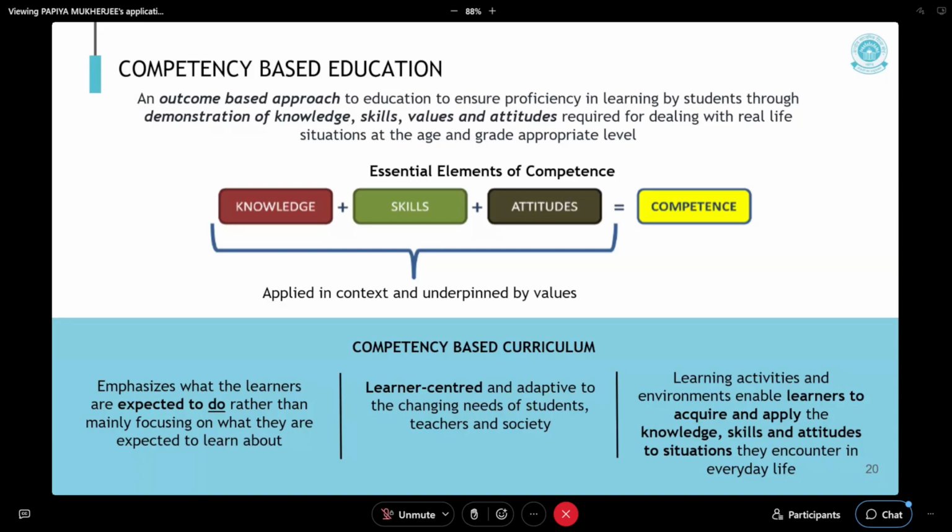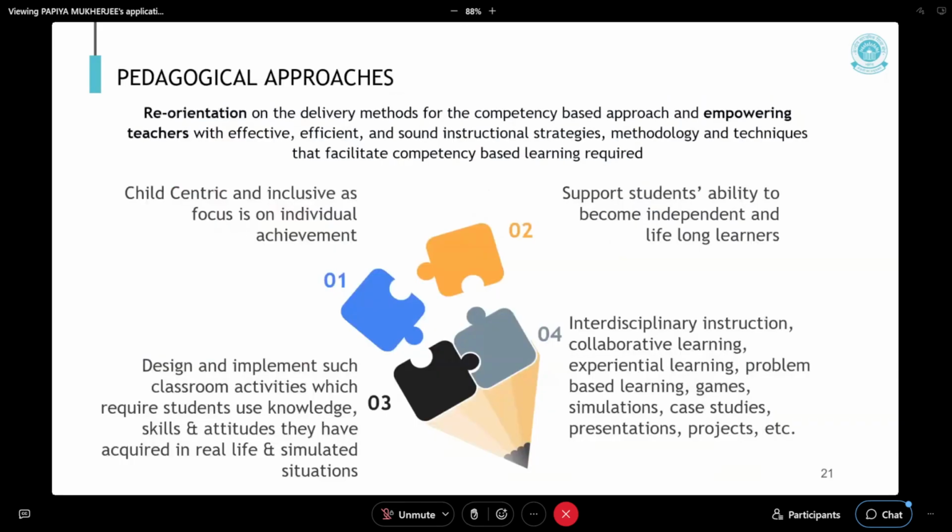Now, in competency-based education and curriculum, the emphasis is on what learners are expected to do rather than merely on what they have to learn. It is learner-centered and adaptive to the changing needs of students, teachers, and society. Learning activities and environments enable learners to acquire and apply knowledge, skills, and values to situations that they encounter in everyday life. Now, what are the pedagogical approaches that need to be taken for competency-based education?